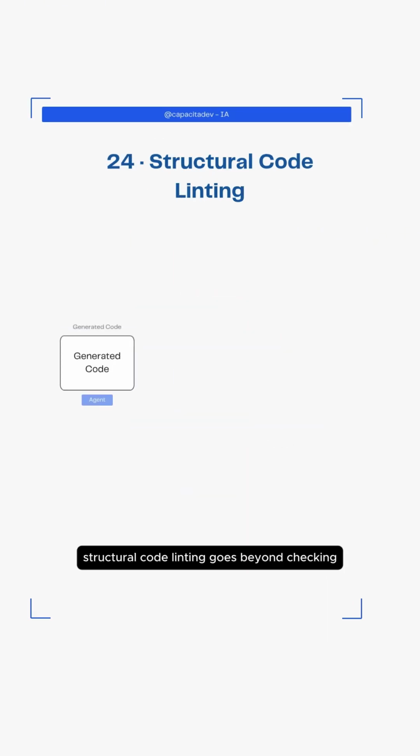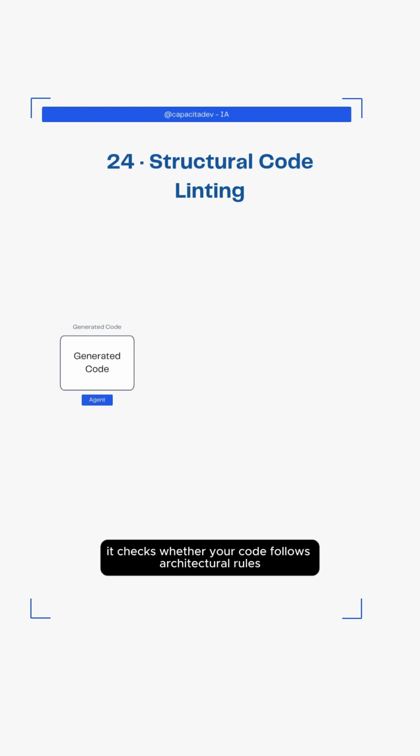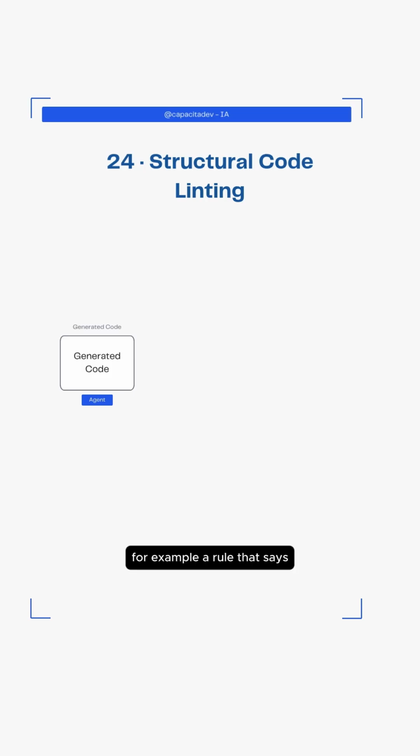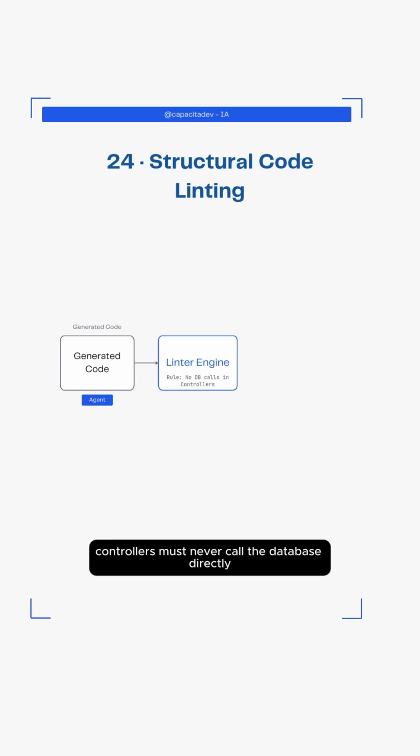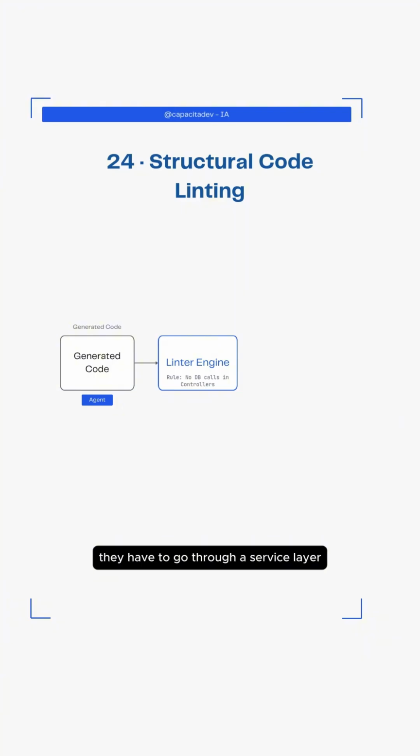Structural code linting goes beyond checking formatting or variable names. It checks whether your code follows architectural rules. For example, a rule that says controllers must never call the database directly. They have to go through a service layer. A regular linter won't catch that.